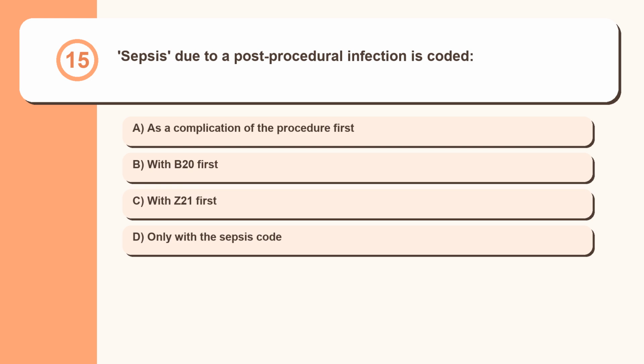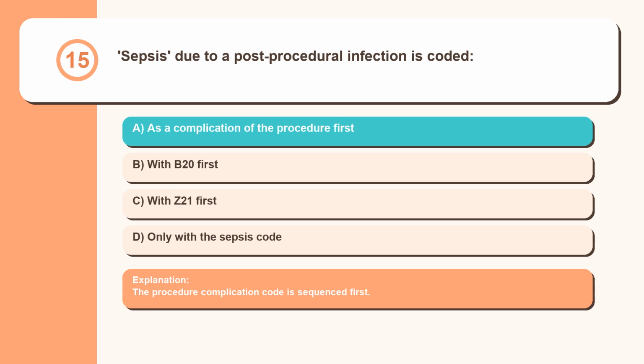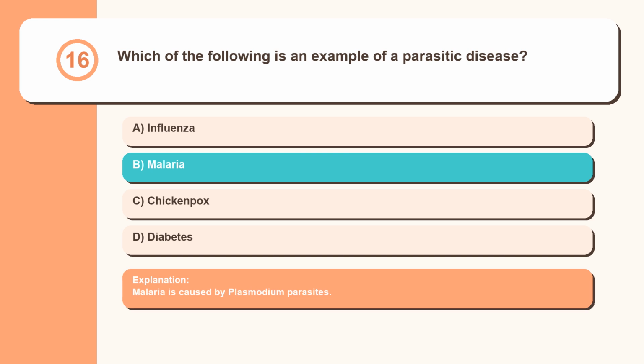Question 15. Sepsis due to a post-procedural infection is coded as a complication of the procedure first, with B20 first, with Z21 first, or only with the sepsis code. The procedure complication code is sequenced first. Question 16. Which of the following is an example of a parasitic disease? Influenza, malaria, chickenpox, diabetes. Malaria is caused by Plasmodium parasites.